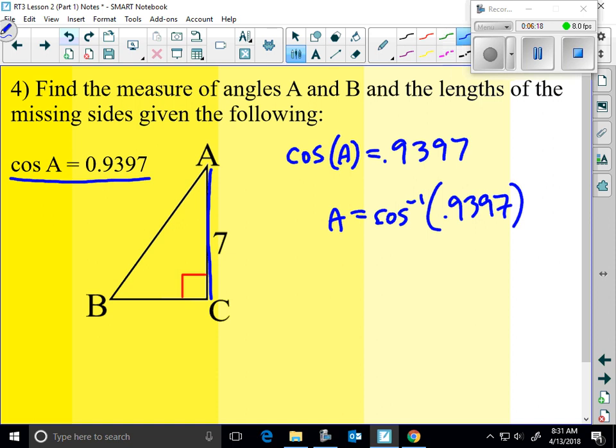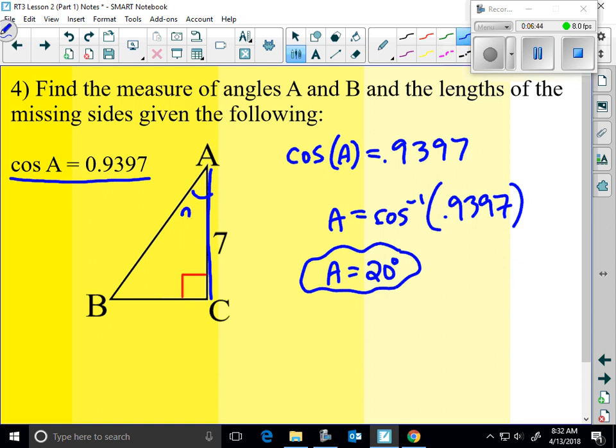Somebody hammer that out for me. Tell me what I get. Nick? 20.446. Does that sound okay? Most people are getting 19.99. I'm going to go with 20 degrees. You'll probably end up rounding to the nearest whole number on the test.